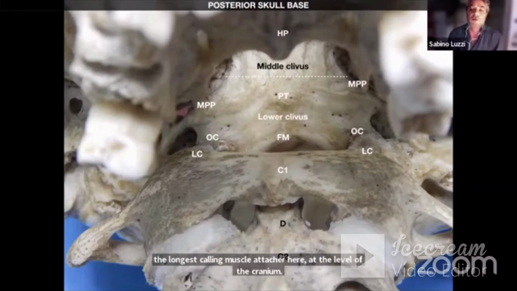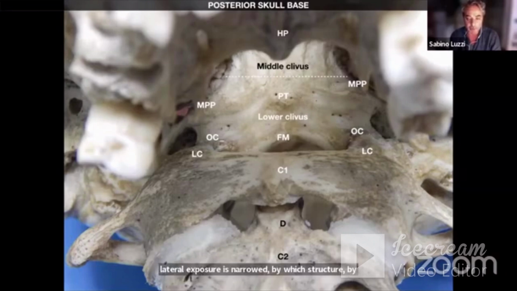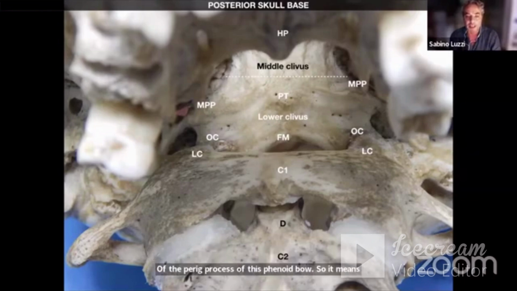And above this, the view in terms of the lateral exposure is narrowed. By which structure? By the medial pterygoid plate of the pterygoid process of the sphenoid bone. So it means that when we perform the posterior skull base approach, usually the endoscopic endonasal approach here, we usually expose the inferior part of the clivus. But when we want to expose more laterally, we have to drill the medial pterygoid. So we have to perform what we usually call the transpterygoid approach to expose this area. But now I will show you better here.